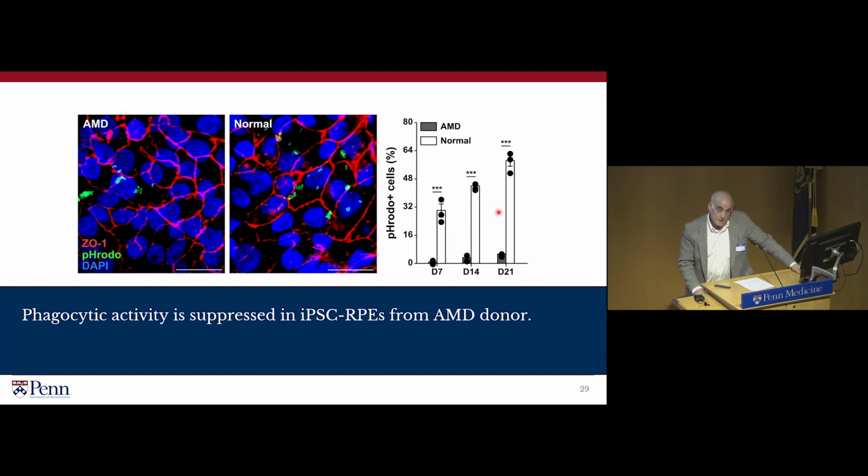And what about phagocytic activity? Well, this was really dramatic. The RPE cells from the AMD donors had very little phagocytosis compared to normal. We measured this at day 7. You can see it's almost barely above baseline from the AMD donor, and day 14 is a little bit more. And at day 21, the phagocytosis was significantly decreased compared to the normal donor.